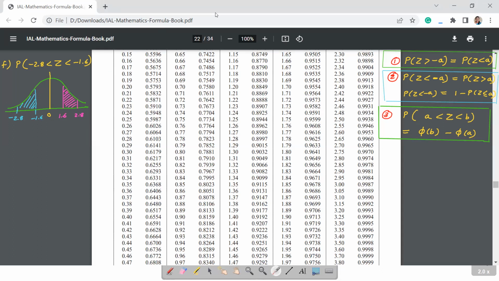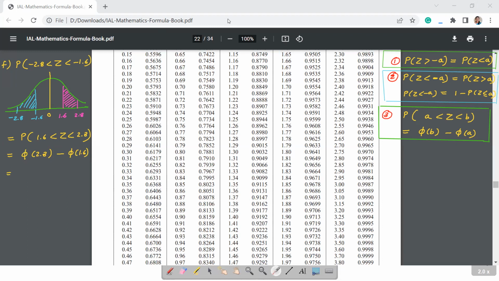This is one way of doing it. So this is equal to the probability Z is between plus 1.6 and plus 2.8. Then this is equal to phi 2.8 minus phi 1.6, using the rule that I gave. Because here I gave the positive values.